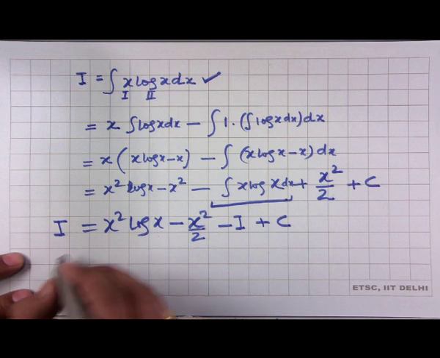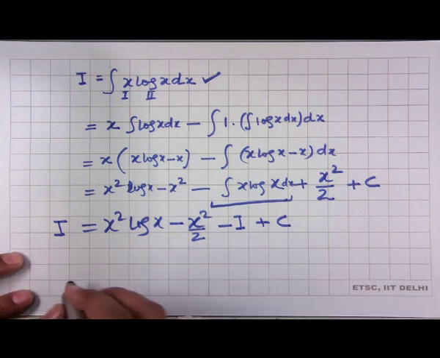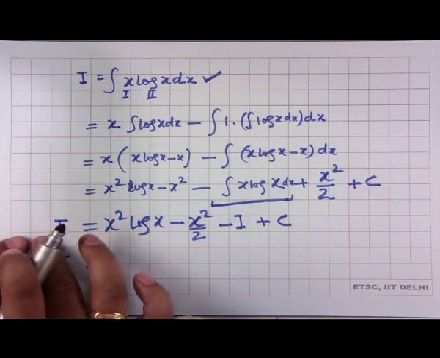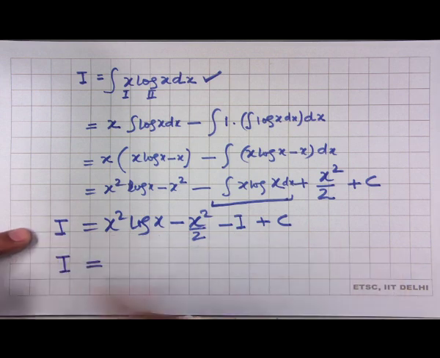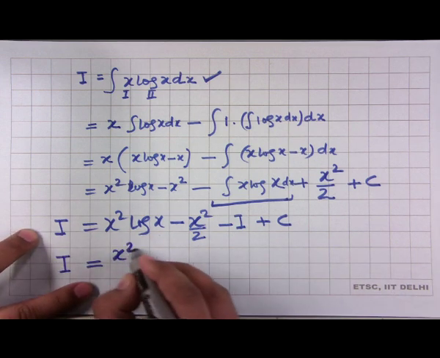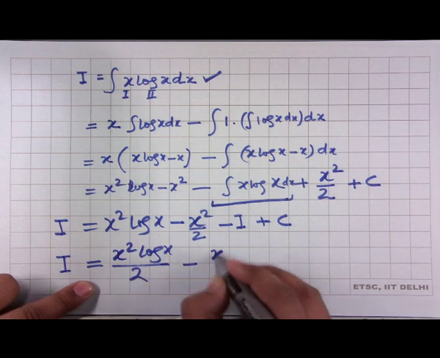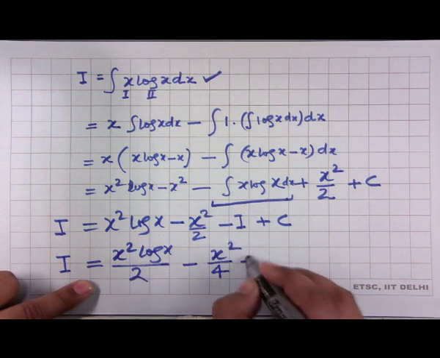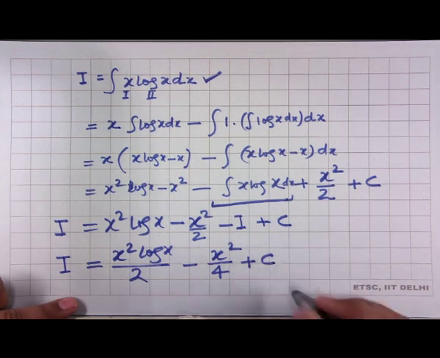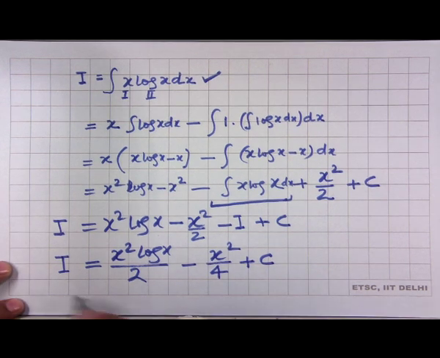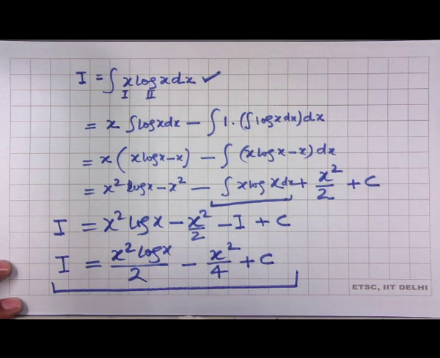Transfer I to the left hand side, so that you will get twice I, and then divide throughout by 2. So, you can directly write I equals x squared log x by 2 minus x squared by 4 plus this constant c by 2, which I can write as another new constant c1. Since it is a constant, it does not really matter what arbitrary constant you choose. So, ultimately the solution should look like this form.